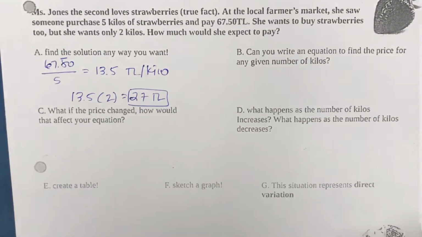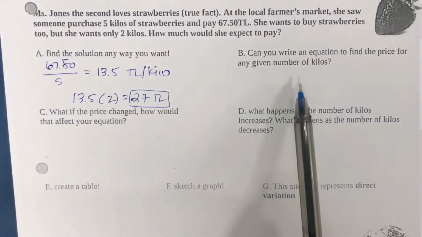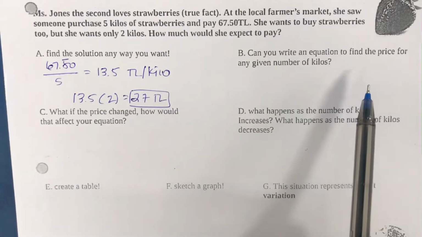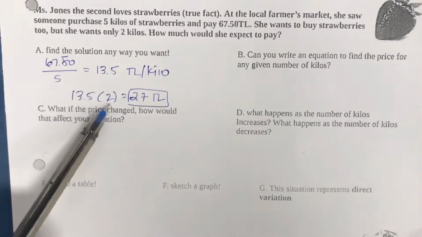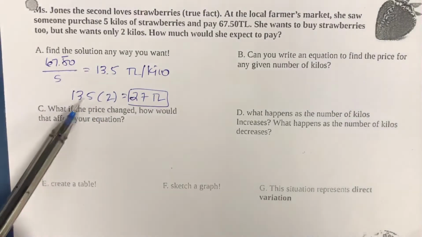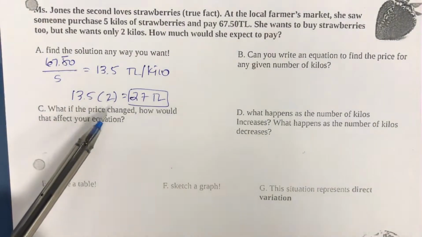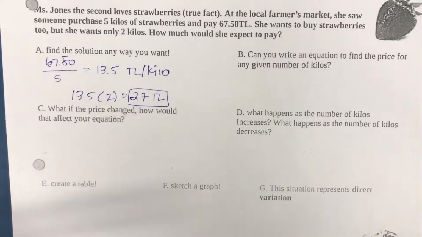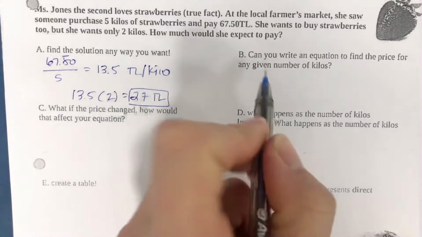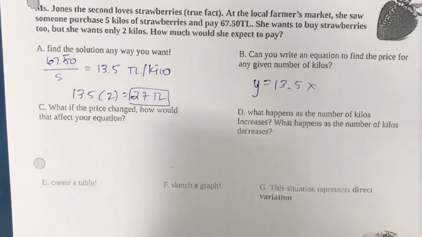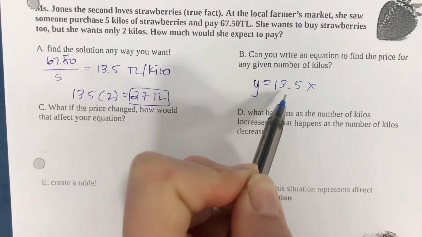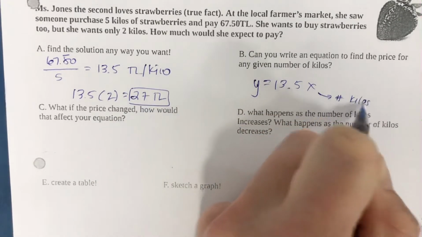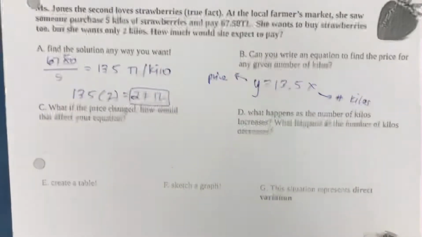So we're finding the unit rate in this situation. Let's think of an equation for finding the price for any amount of kilos. Pretty simple. Just like here, I multiplied the number of kilos by the price per kilo. No matter what, if it was 10, 15, 20 kilos, I would always multiply that by 13.5 because every 1 kilo is 13.5. So an equation could be y equals 13.5x. 13.5 is the price per kilo, or the unit rate. X would be the number of kilos. Y would be the overall price.